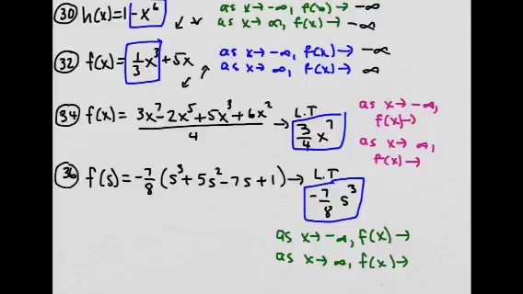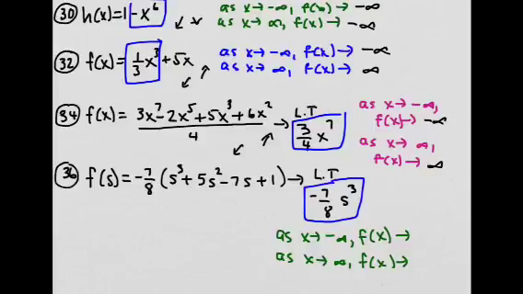Number 34 has an odd degree, a 7, and a positive leading coefficient, 3/4. So it's the same as 32. On the left it's going to go down, on the right it's going to go up. As x gets smaller, y gets smaller. As x gets bigger, y gets bigger.